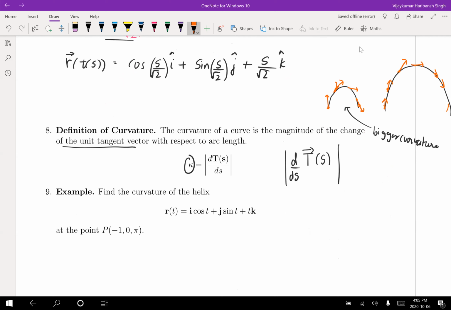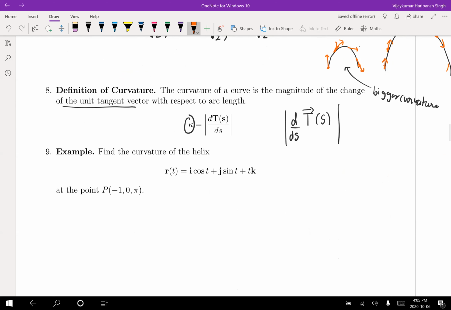So now let's work on this problem. Find the curvature of the helix. So first of all, we need the tangent T, which is nothing but r prime of t divided by its length, so the tangent is r prime.